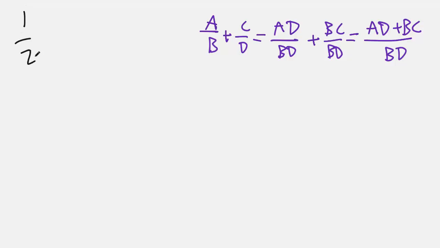So let's do 1/2 plus 3/4. Now notice they have unlike denominators. You could find a common denominator using prime factorization or another method, but we're going to do this method. It looks a little funky here with the A, B, C, D stuff.